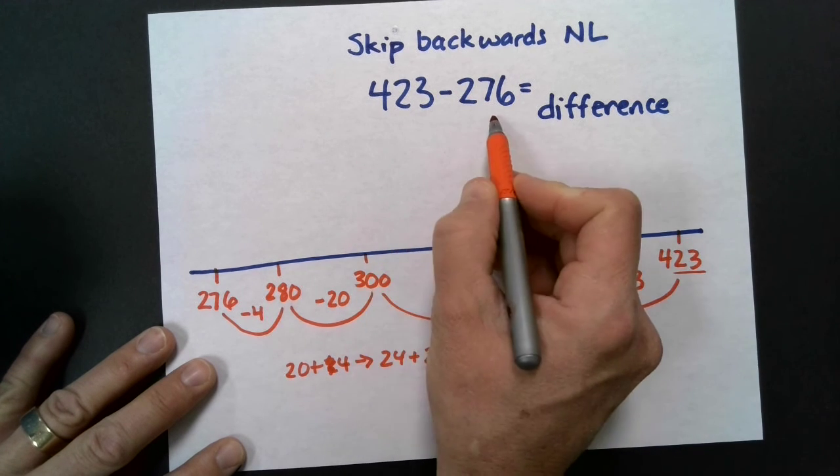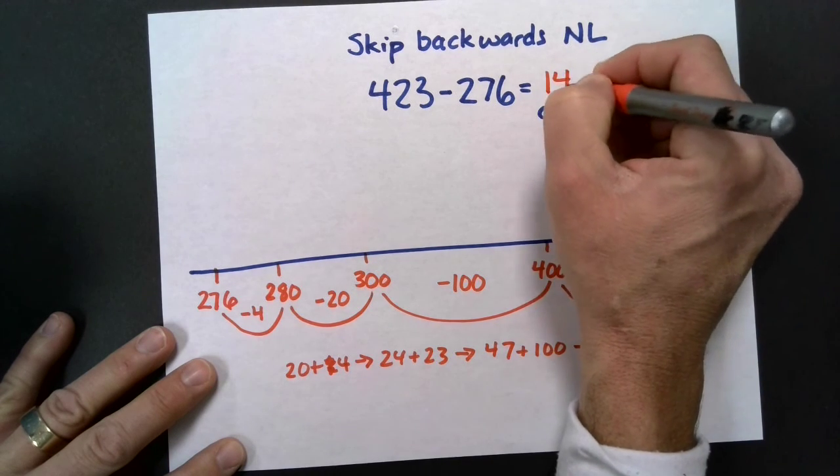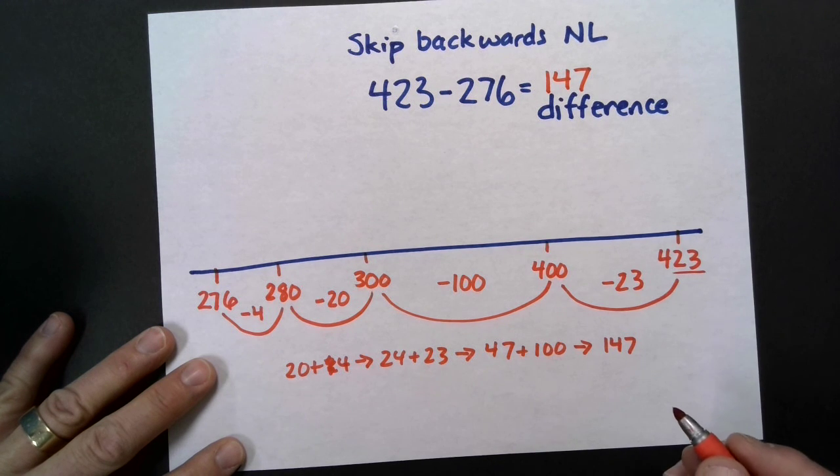So these numbers are not the same. There is 147 difference between 423 and 276. That's how you can skip backwards on a number line.